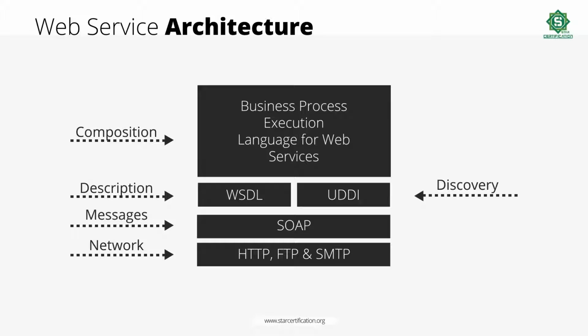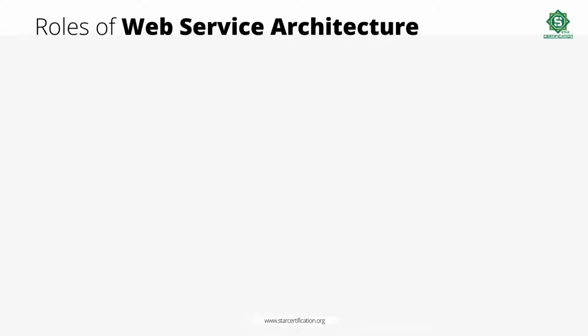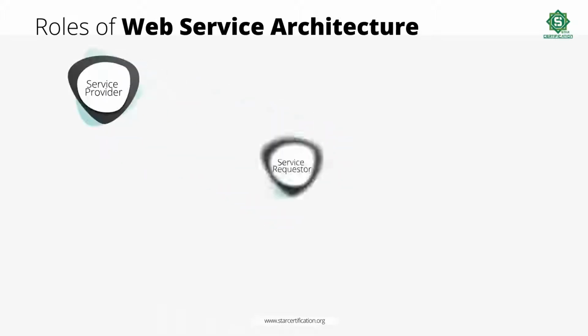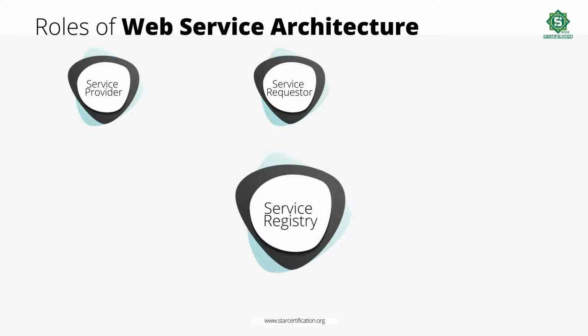The main global components of the web services are Simple Object Access Protocol, SOAP, Universal Description, Discovery and Integration, UDDI, and Web Services Description Language, WSDL. Let us now discuss the roles of web service architecture. There are three major roles of web service architecture. They are service provider, service requester, and service registry.